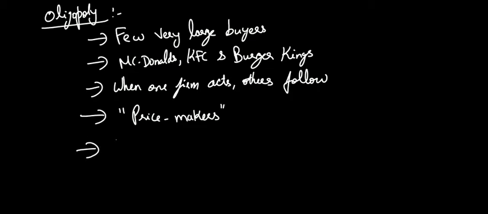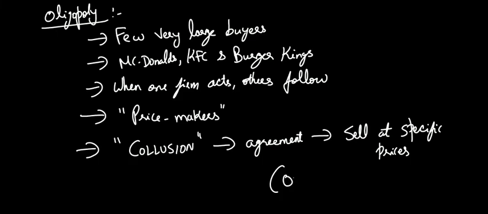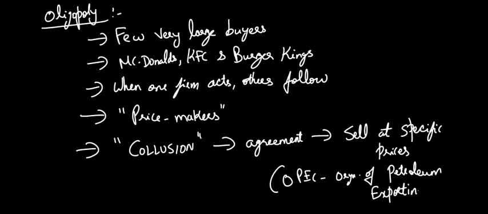Here, one important principle is called collusion. Collusion is an agreement between sellers to sell at specific prices agreed by them. An example is OPEC, that is the Organization of Petroleum Exporting Countries. They have an agreement to set the price of oil at certain limits, and these countries follow the same process.